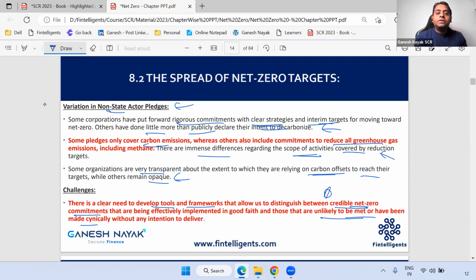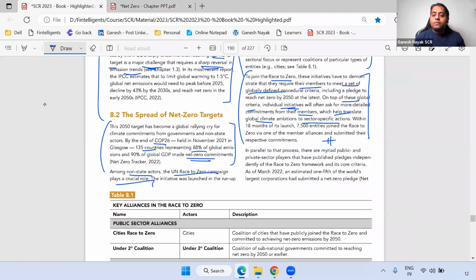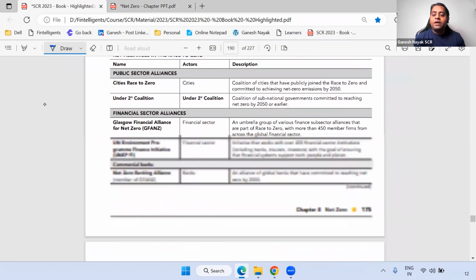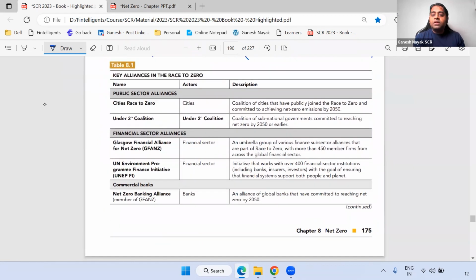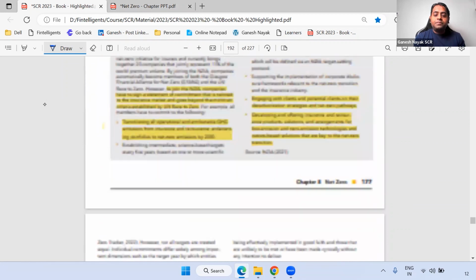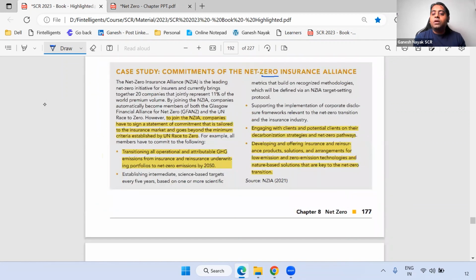Okay, I'm taking a pause and I'm taking you toward this section. So this section is there, and they have given a table. There's a huge table over here, which covers two to three pages. And there's this case study also talking about the Net Zero Insurance Alliance. We'll come back to these.